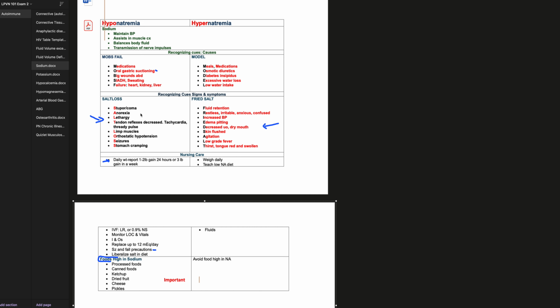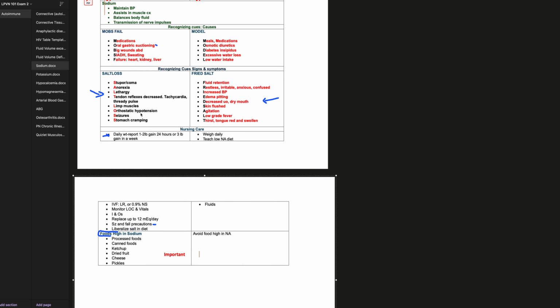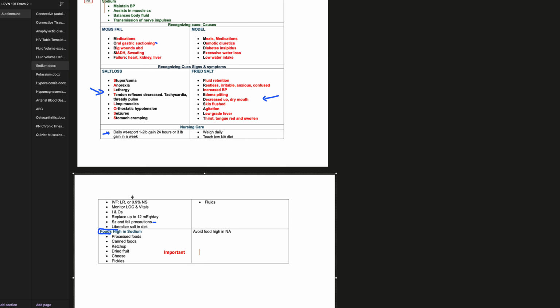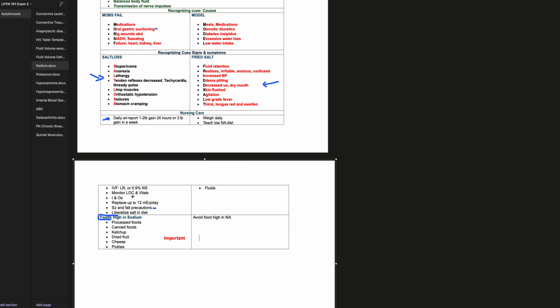All right, you want to monitor the weight, and then you're going to give isotonic fluids, so LR or 0.9%. Monitor the LOC and vital signs, seizure precautions, definitely. Liberalize salt in the diet. Depending on the reason they have it, they may be put on a fluid restriction, but don't worry about that right now.